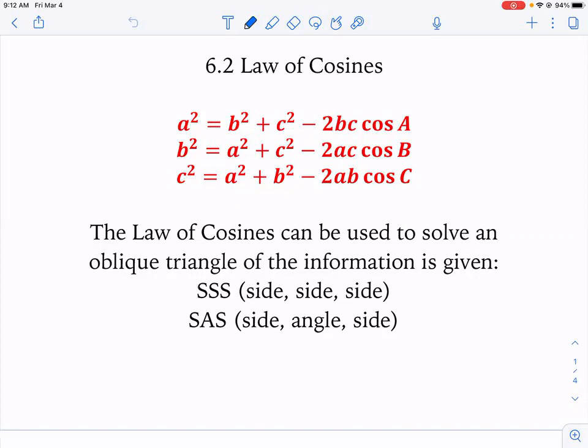Okay, so today we're going to talk about the law of cosines. The law of sines helps us solve for sides and angles in oblique triangles, but we can only use it in 3 cases. Here we have the law of cosines, where we can use these formulas when we know side, side, side, or side, angle, side.